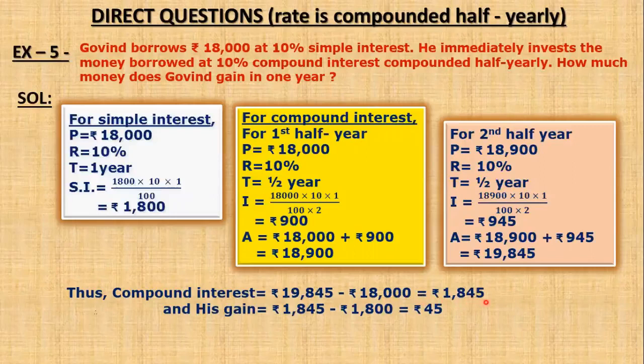rupees 1,845. And he need to return only rupees 1,800, that is 1,800. He need to return and he will get rupees 1,845. So his profit will be rupees 1,845 minus rupees 1,800, that is rupees 45.